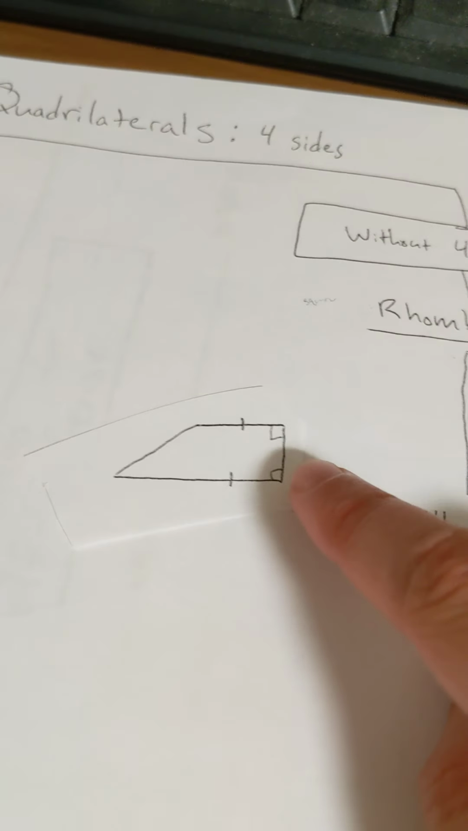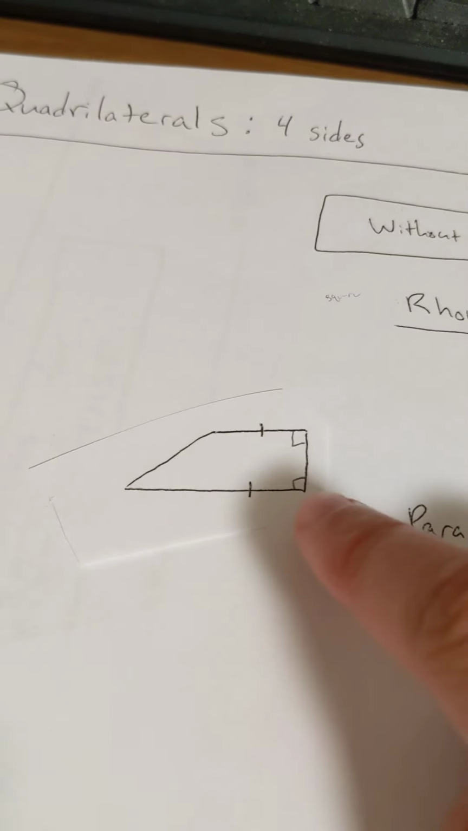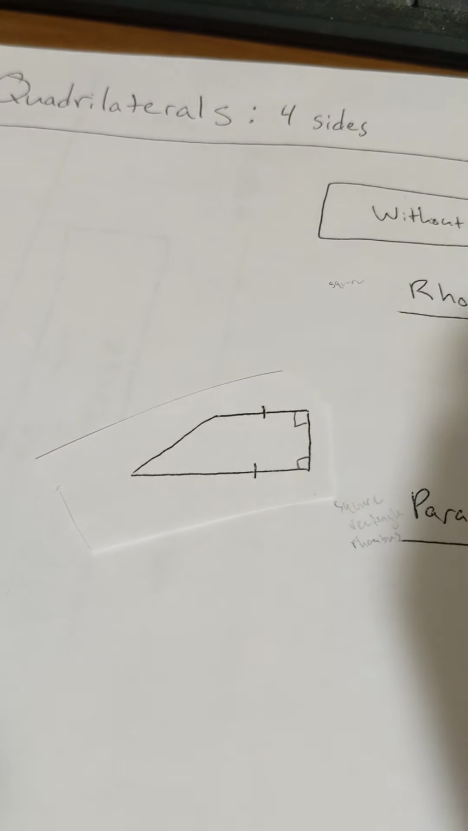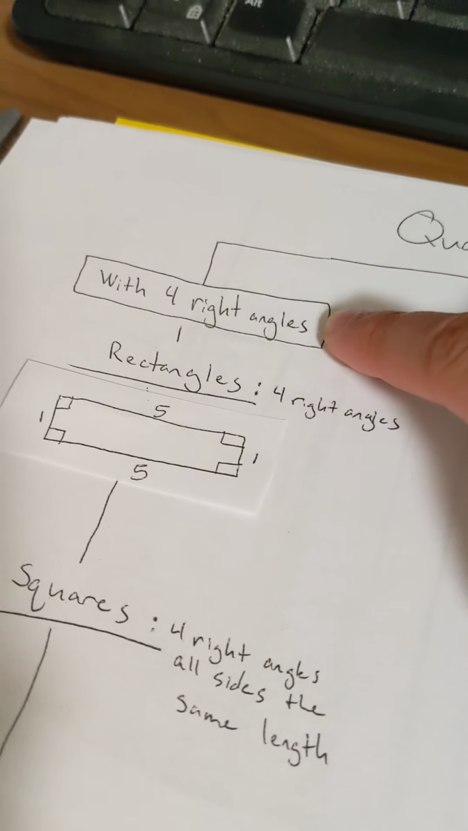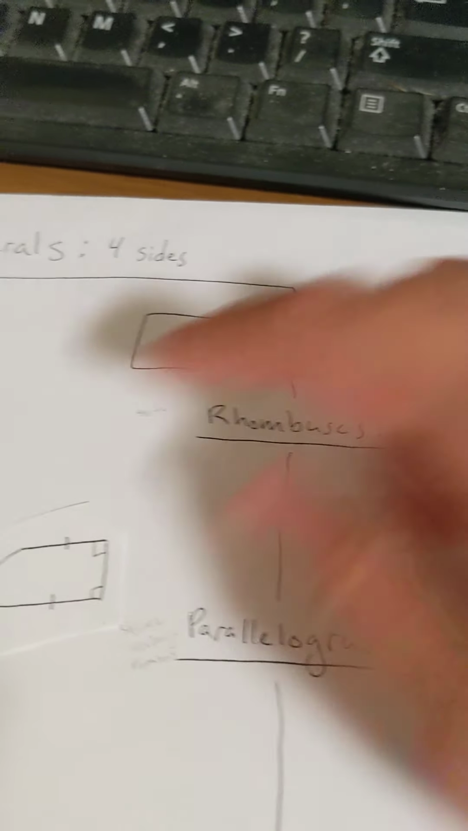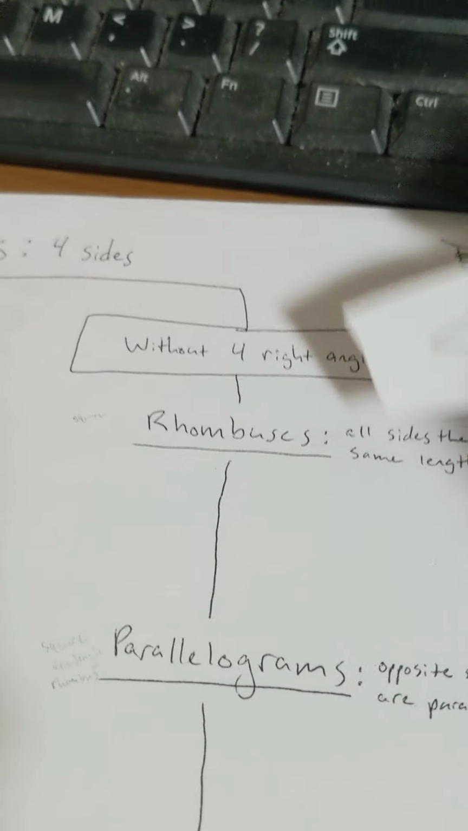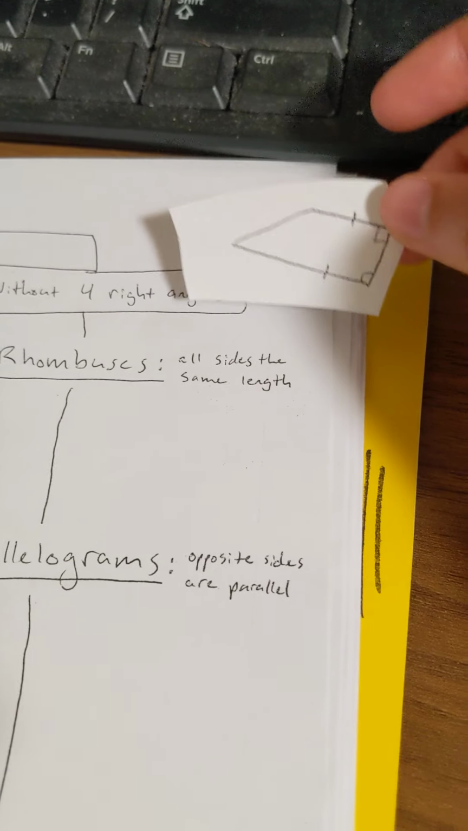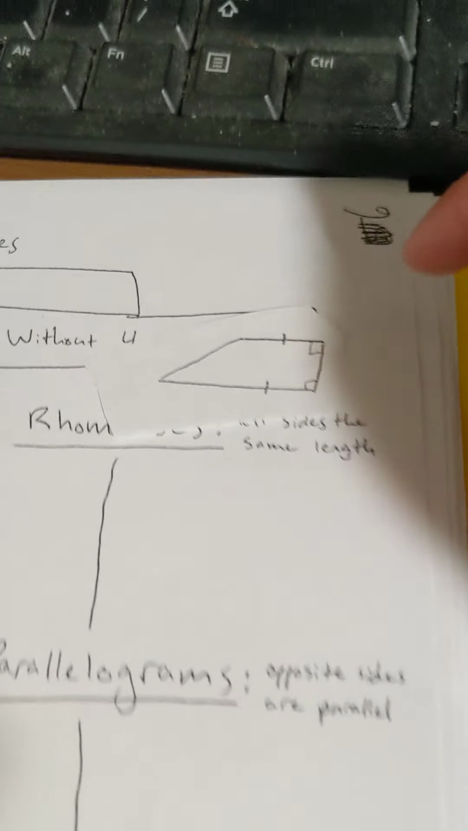All right. How many right angles do I have in this shape? 1, 2. So, do I have 4 right angles? No, I don't. So we know I'm going to have to be on this side. So this can be without 4 right angles. So a rhombus, all sides are the same length. What do you guys think?